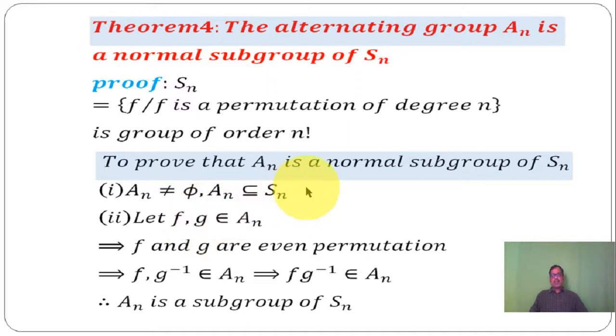Now we have to show that AN is a subgroup of Sn. Let F, G belong to AN. That means F and G are even permutations. The inverse of an even permutation is also an even permutation, so G inverse is also even. So F, G inverse belongs to AN, as AN is a group. Therefore FG inverse belongs to AN. So therefore AN is a subgroup of Sn.